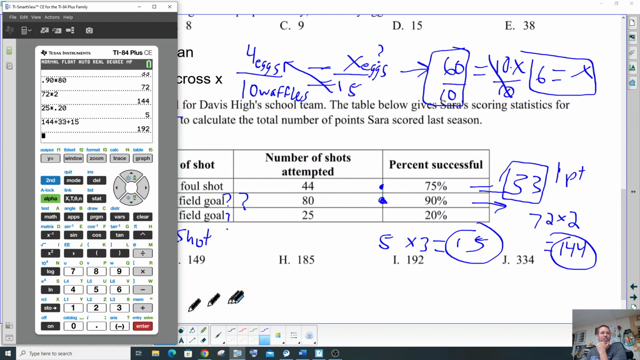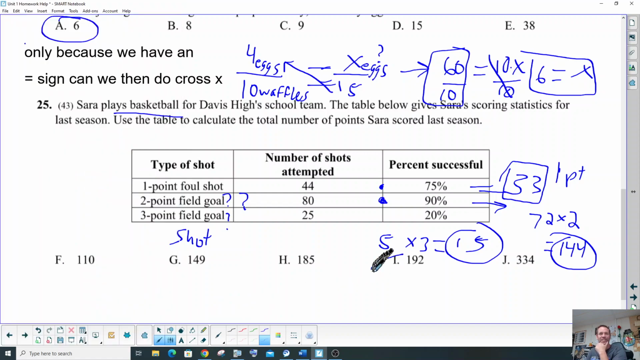And so that's going to be a total of 192 points, which I need to double check my answer key, because I think I only added up the number of shots and not actually the total number of points. Interesting. Make a note of that. But we'll double check with our peers there and make sure that's right.